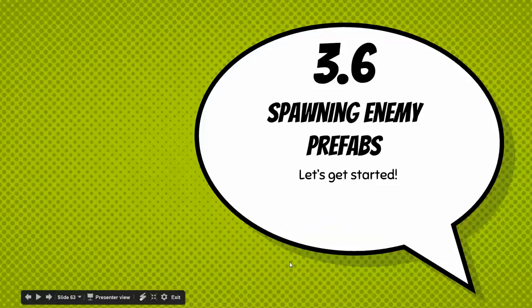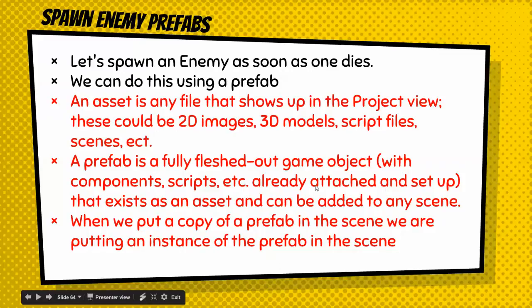Okay, ladies, gentlemen, and programmers, we're going to learn how to spawn enemies using a prefab. We need to spawn an enemy as soon as another one dies, and we can do this using a prefab. So write these notes down. You need to know what an asset is, and you need to know what a prefab is. Okay, so write that down.